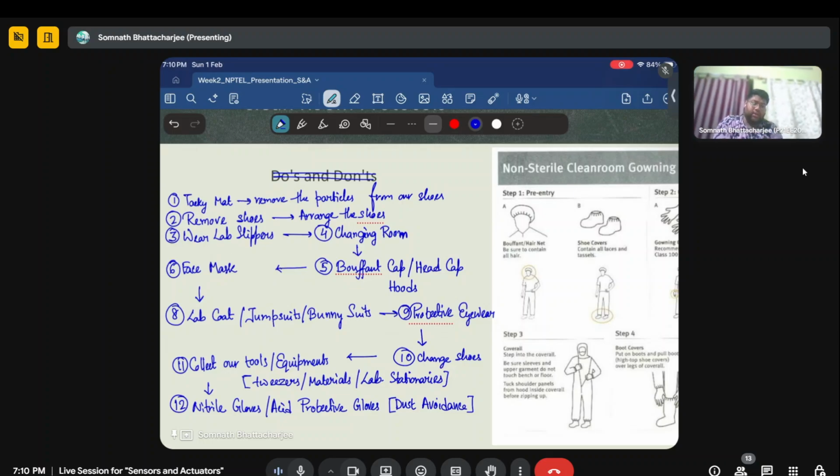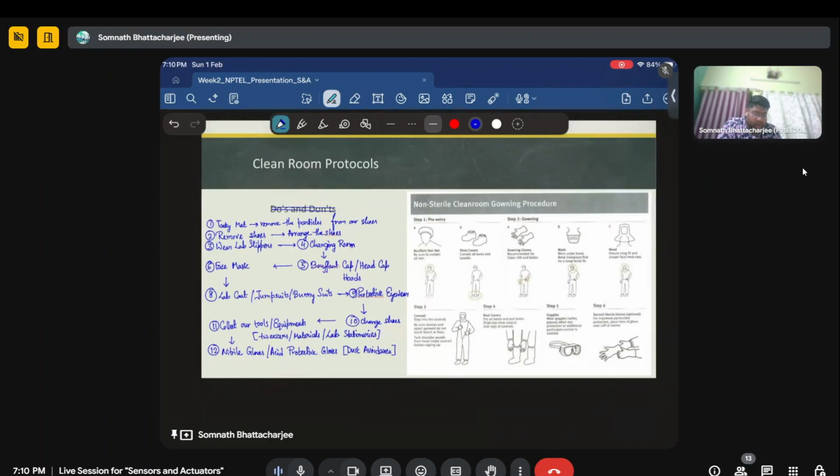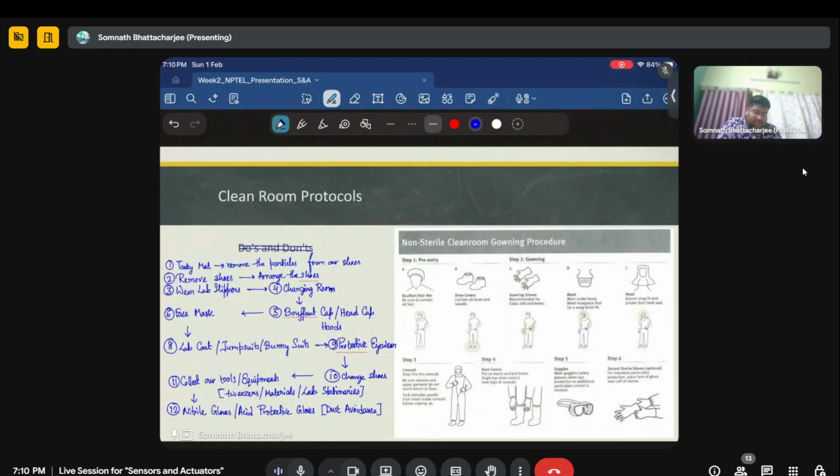So these are the basic protocols that you need to follow inside a clean room, and there are several do's and don'ts. You don't need to do that inside a clean room and everything.